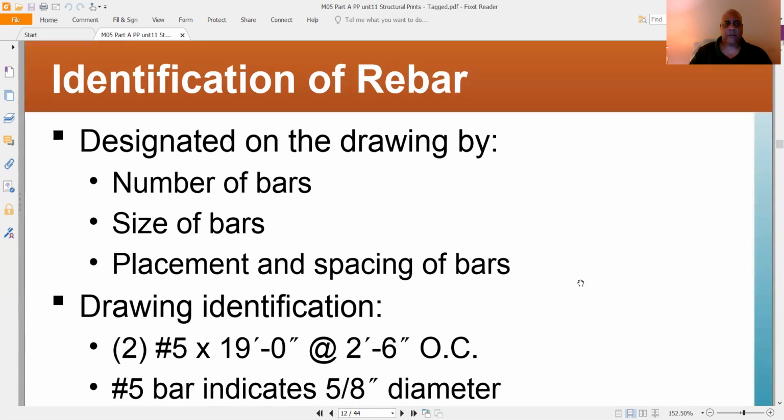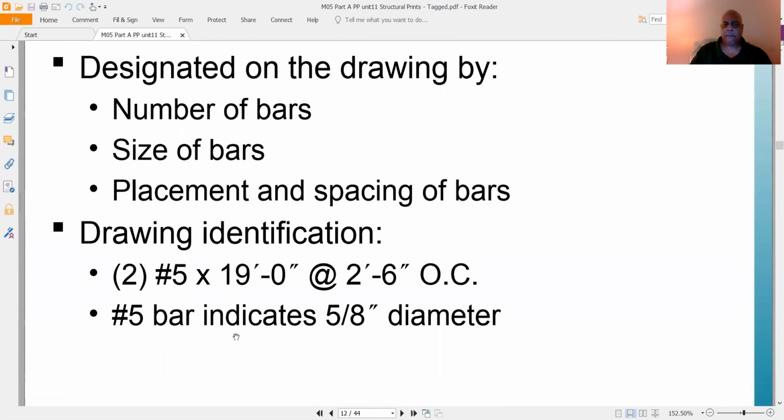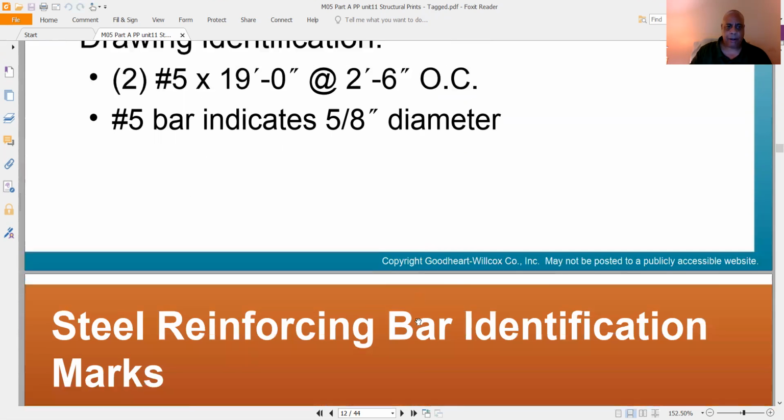Now, the identification of rebar is designated on a drawing by the number of bars, the size of bars, the placement and spacing of the bars. Now, here you have two number 5 bars. When you see the number 5, all rebar is done in eighths, and you're utilizing the diameter of rebar. So when you have a number 5, you're dealing with 5/8 of an inch, and 19 feet at 2 feet 6 inches on center. So again, the number 5 bar indicates 5/8 diameter.